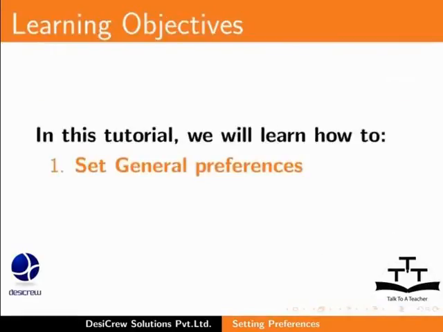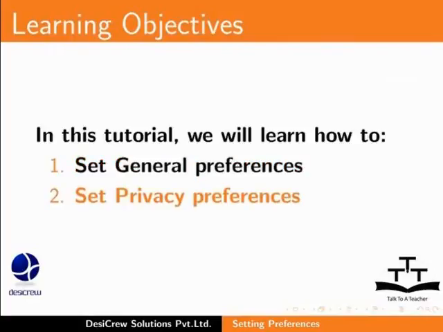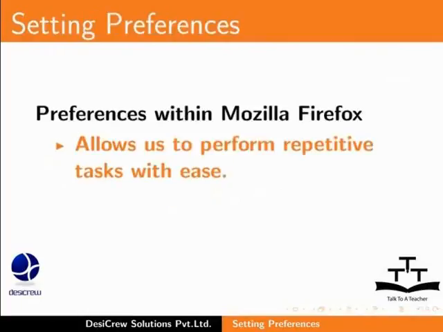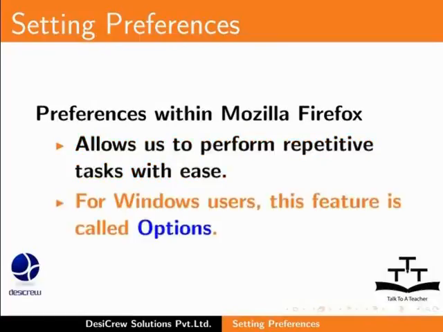In this tutorial, we will learn how to set general preferences, set privacy preferences. In this tutorial, we are using Firefox version 7.0 on Ubuntu 10.04. Preferences within Mozilla Firefox allows us to perform repetitive tasks with ease. For Windows users, this feature is called Options.